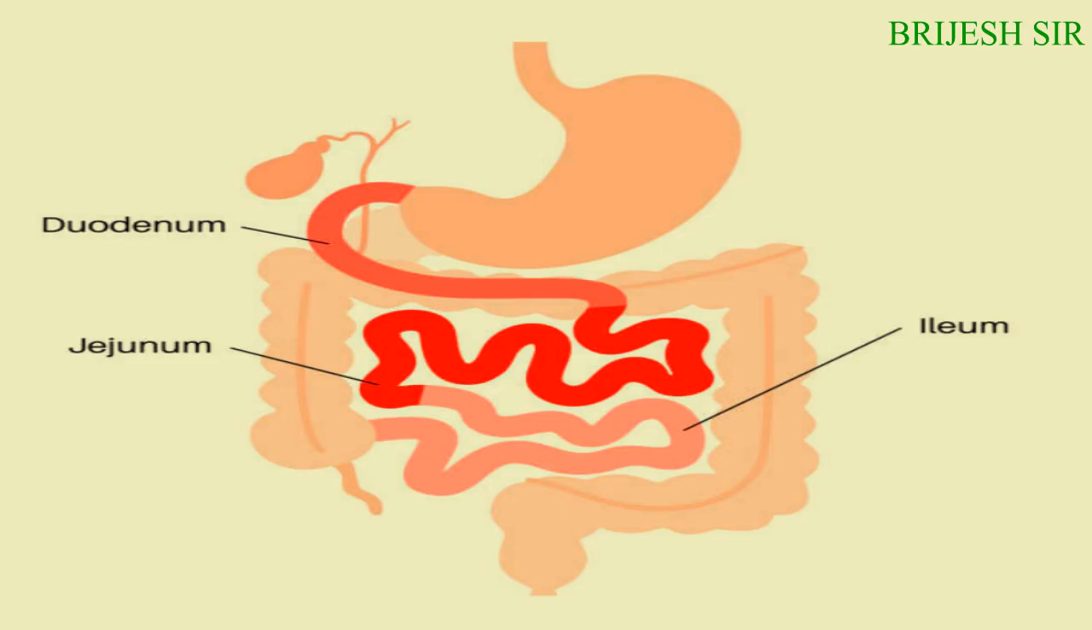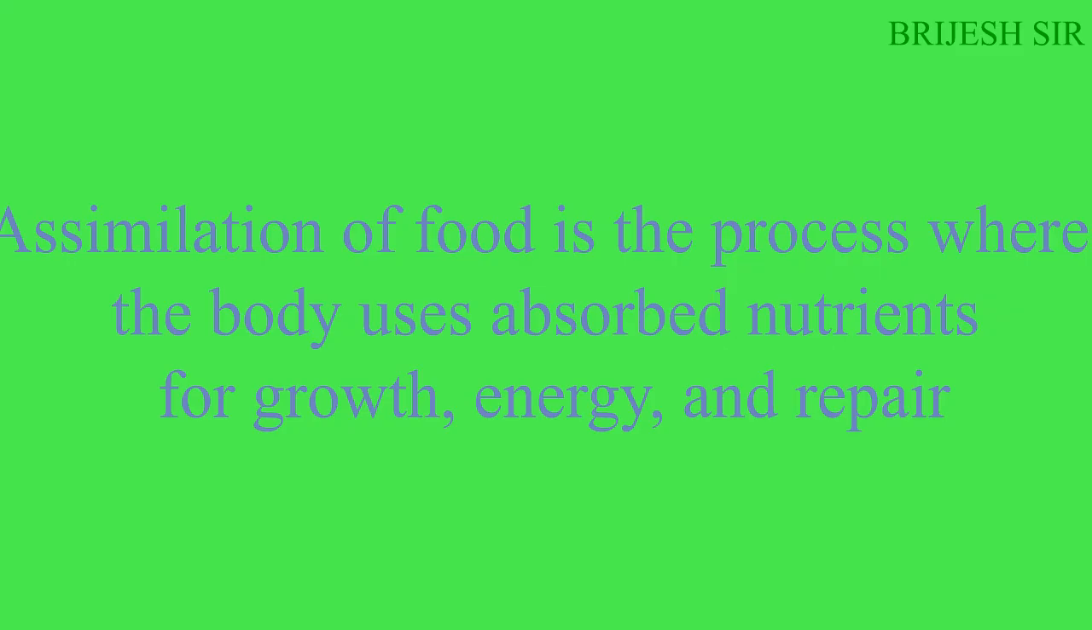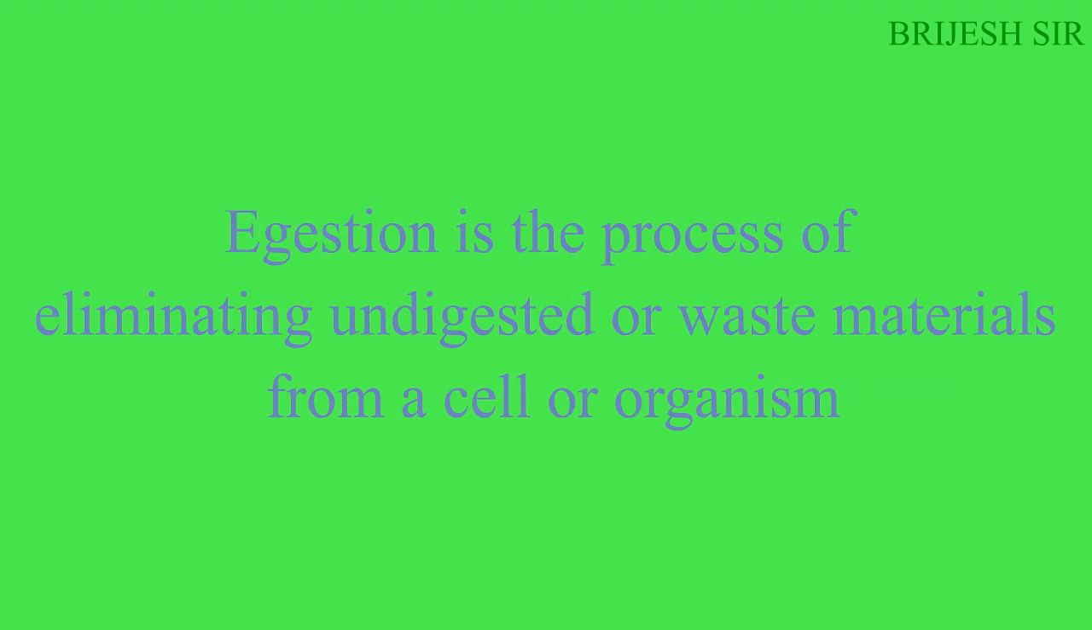Important processes in digestion. Number one, absorption takes place mainly in the ileum of the small intestine where the nutrients enter the bloodstream. Assimilation, use of absorbed nutrients by body cells to make complex molecules like proteins, fat and carbohydrates. Egestion, removal of undigested waste, feces, through the anus, aided by the voluntary contraction of abdominal muscles.